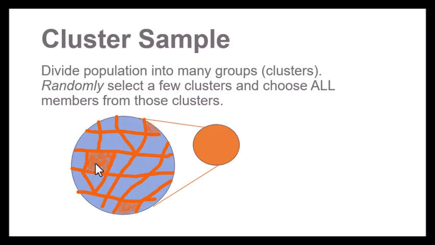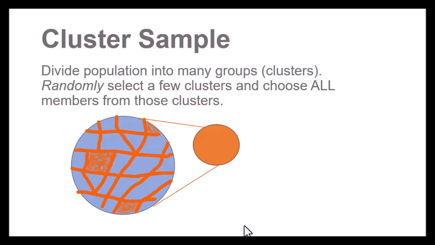So I've kind of shaded in a few of the little groups of the population, and that becomes your sample. An example of this is if you were surveying people within a particular zip code, you could randomly select blocks and then survey all residents on those blocks. Another example would be doing a customer survey for airline customers and randomly selecting a few different flights and surveying all passengers on those flights.